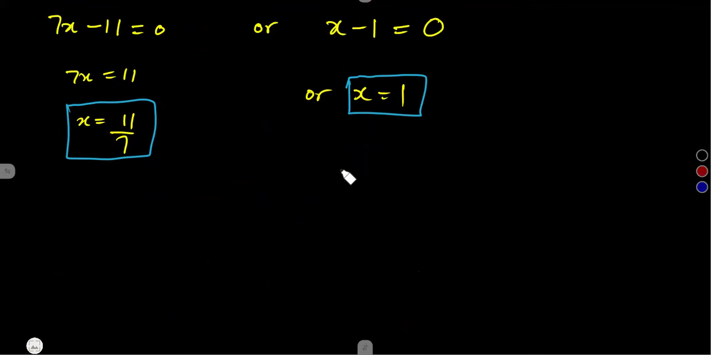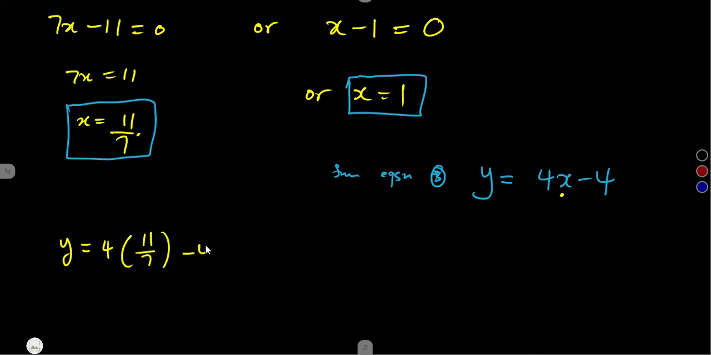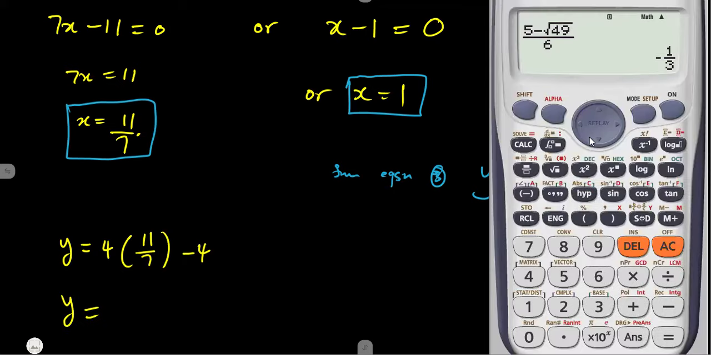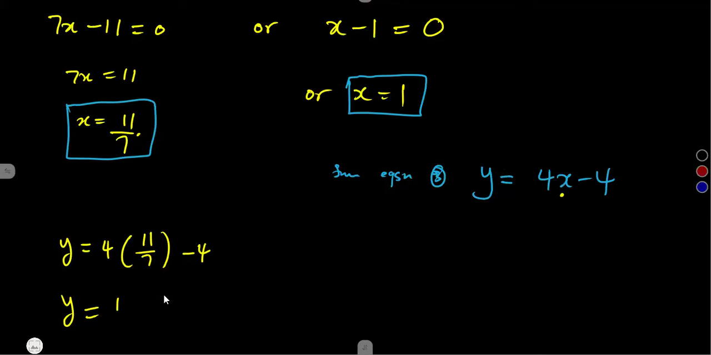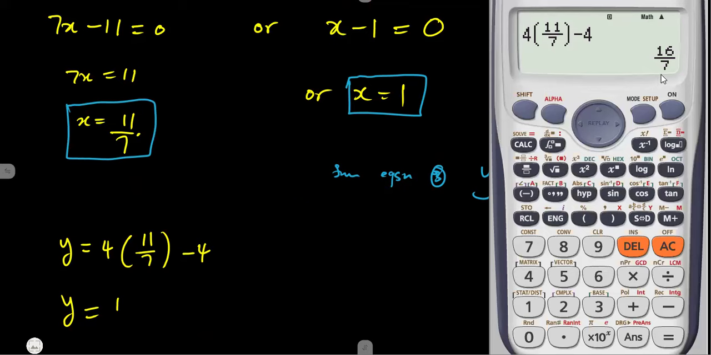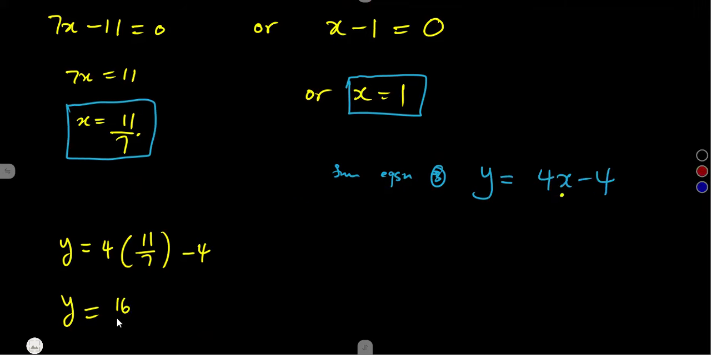So substitute into equation 3. From equation 3, we had y is equal to 4x minus 4. So we're going to substitute into this equation to obtain the y values for each x value. When x is 11 over 7, y is going to be what? In place of x, put that, so that is going to be 4 into 11 over 7, minus 4. So that will give us the value of y. You can just use your calculator there. So that's 4, open bracket, 11 over 7, close bracket, minus 4. So this was going to give us 16 over 7, not 11 there. All right, over 7. So that is what we're going to have there, 16 over 7.